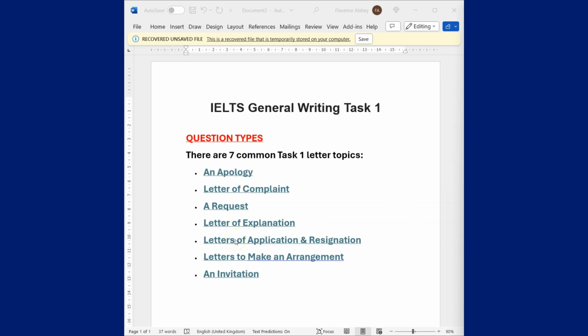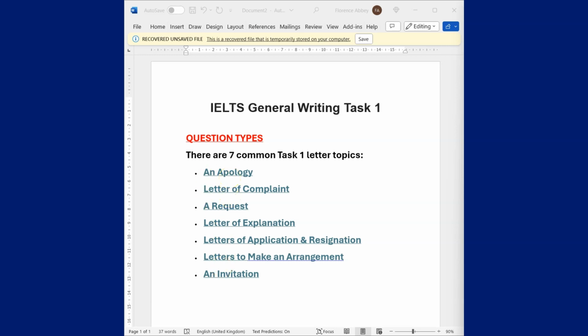So on your test day, you will get only one of these, but you need to get yourself acquainted with all these 7 question types so that you don't get locked down when you meet them. Okay, so these are the 7 question types.